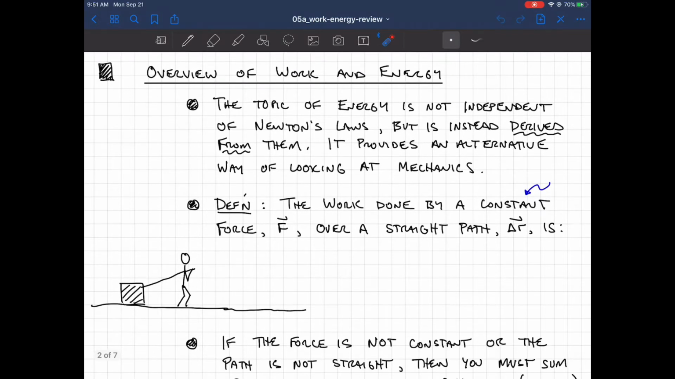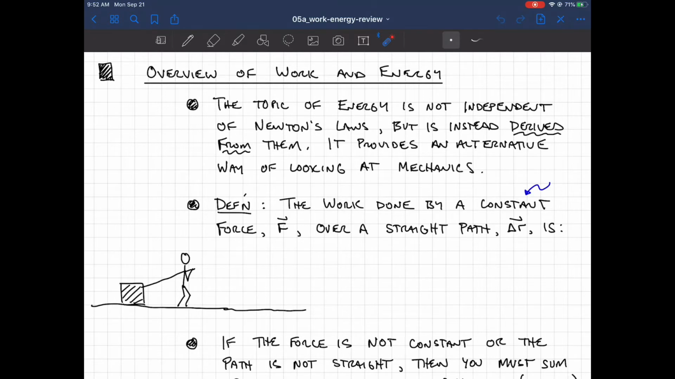For just an overview, I think there's a couple things to mention right up front. So one is that energy is the topic that we're going to discuss today, and it's not independent at all from Newton's laws. In fact, it's derived exactly from Newton's laws. So the topic of energy just provides an alternative way of looking at mechanics and an alternative way of calculating things in mechanics. And as you saw in 230 or 220, it sometimes is easier to make a calculation using energy than it is using, for example, Newton's second law. So that's part of the reason that we use it.